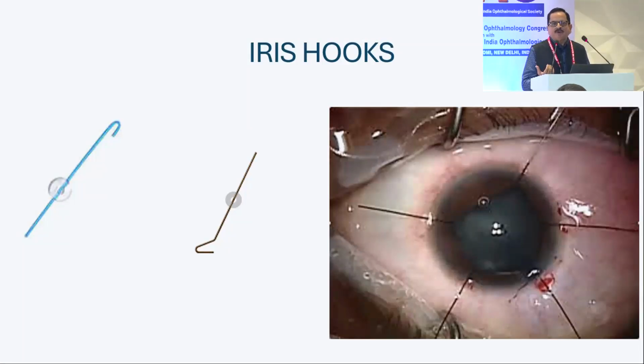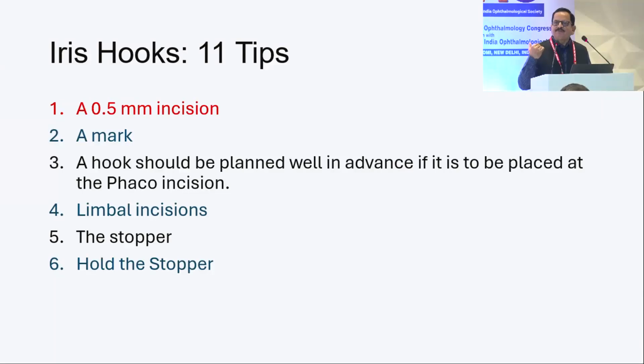Iris hooks are very popular now and most of us are already using them. So there are some tips once you are using iris hooks. You can go through a very small incision, like 0.5 millimeter. You can make a mark on the limbus before putting in the iris hooks. That makes it much easier to place. A hook should be planned well in advance if it is to be placed at the phaco incision. Then the incision should be limbal.